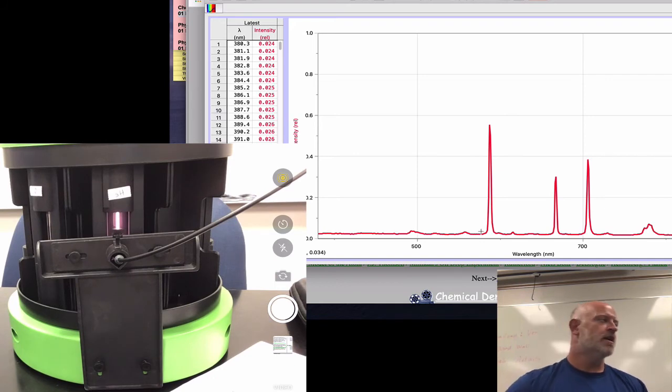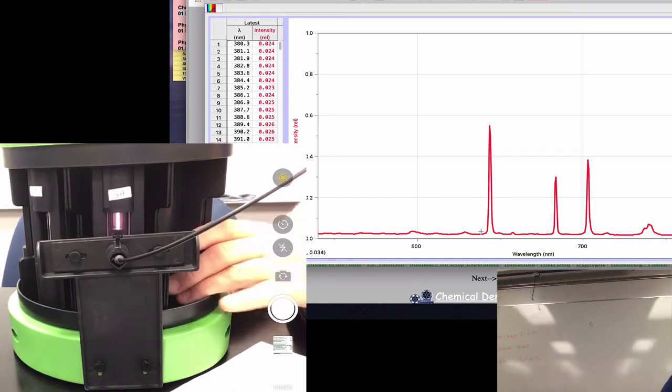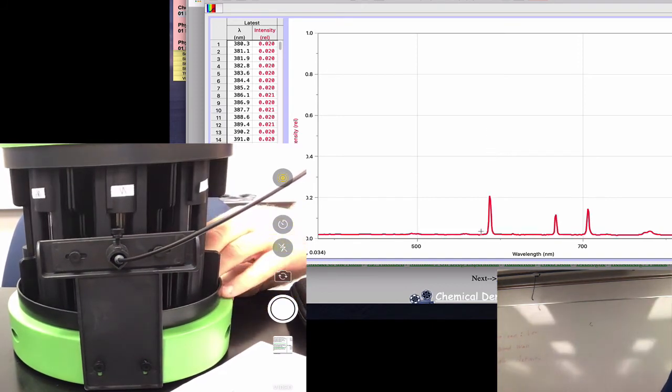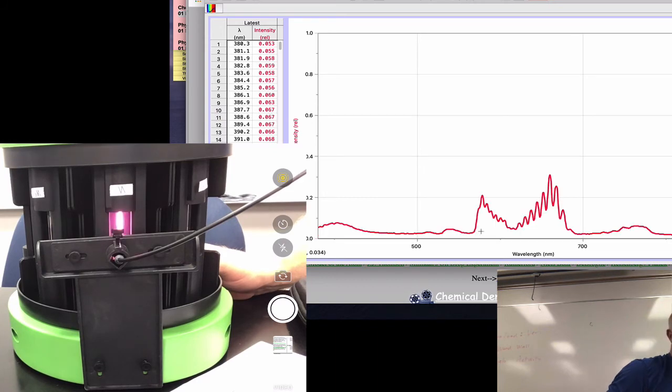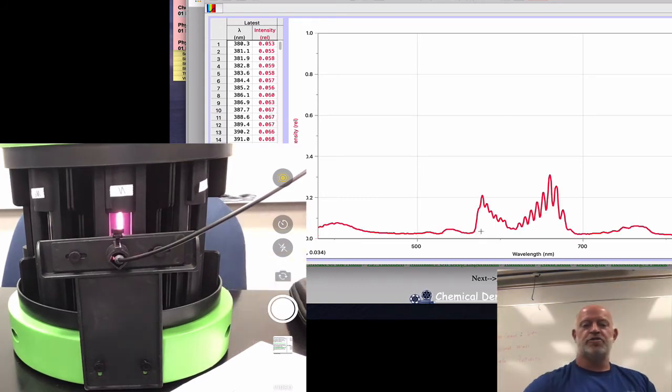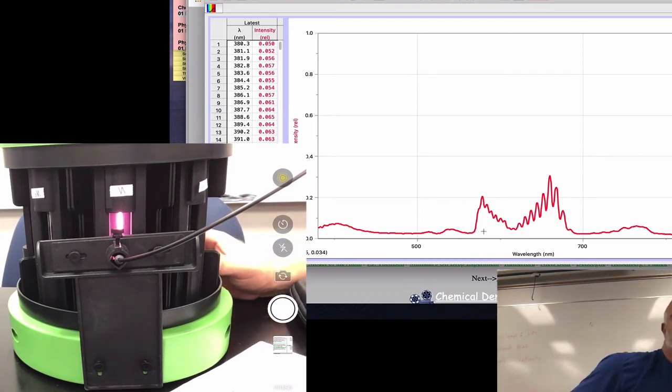If I change this to a different element, I've got to warm up for a second. It'll turn on for me. Wait for it. Okay. Now we change to a different element, and you see that we see a different signature.